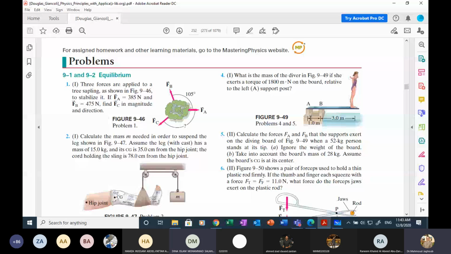You can think of it as a contact force between the nail and the board, in addition to frictional force between the nail that goes into the wall. It's a combination.